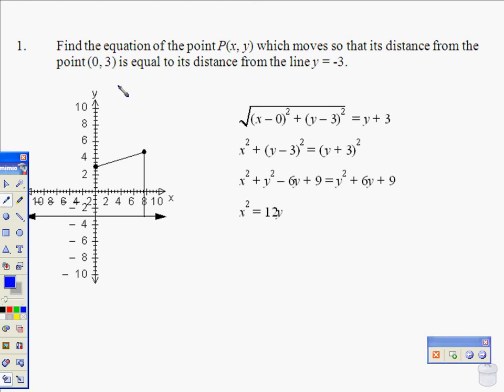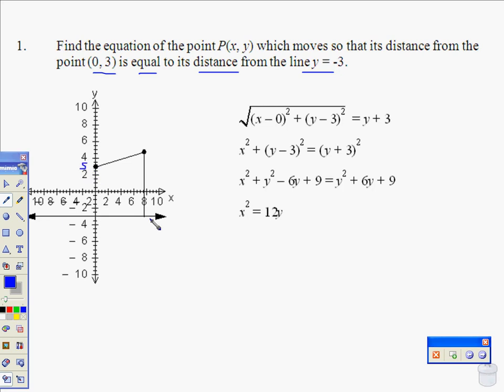Looking at the questions, the problem we've got this time is to find the equation of the point which moves so its distance from the point (0, 3) is equal to its distance from the line. So there's the key. We've got a point (0, 3) and we've drawn it up here. If you're not sure about something, draw it up, get an idea of what it looks like. So there's our (0, 3), that's going to be our focus.